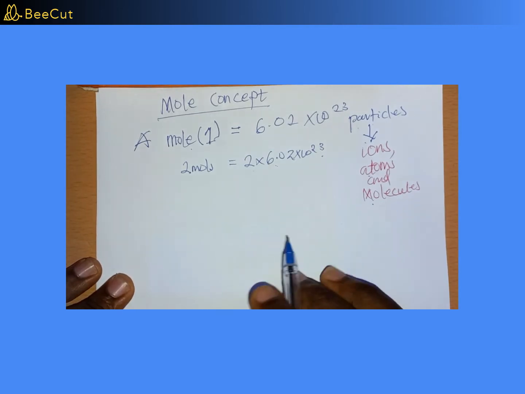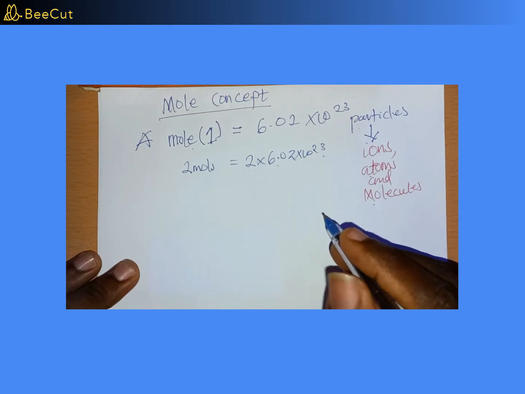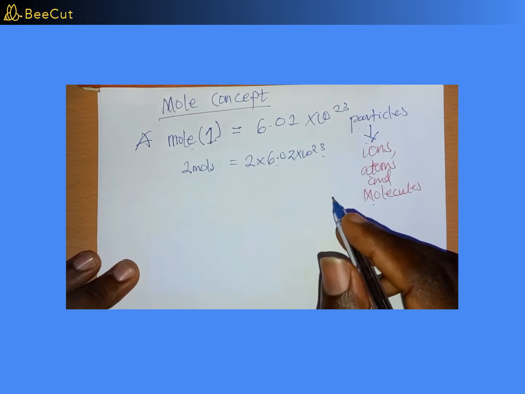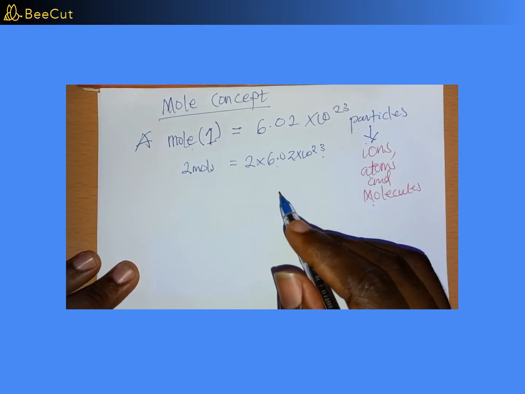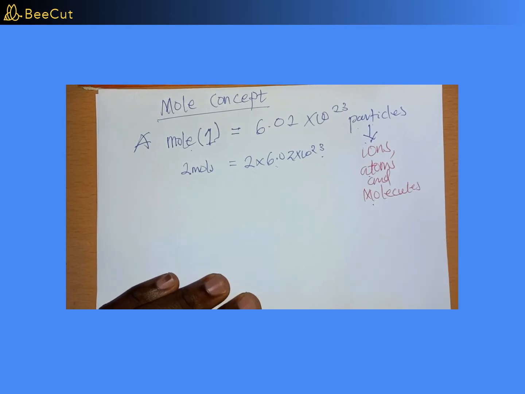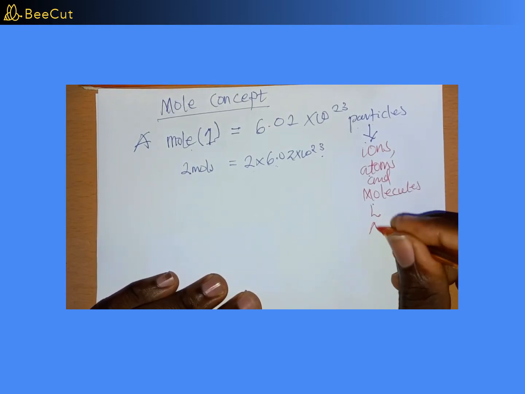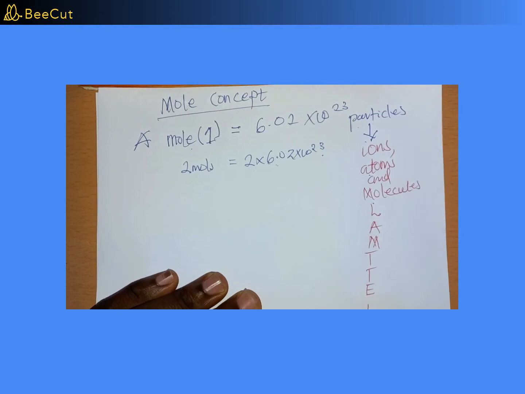Now, mole is a basic quantity. We have 2 types of physical quantities: basic quantities and derived quantities. There are 7 basic quantities. We normally use an acronym for all these 7, which is LAMTTEL.